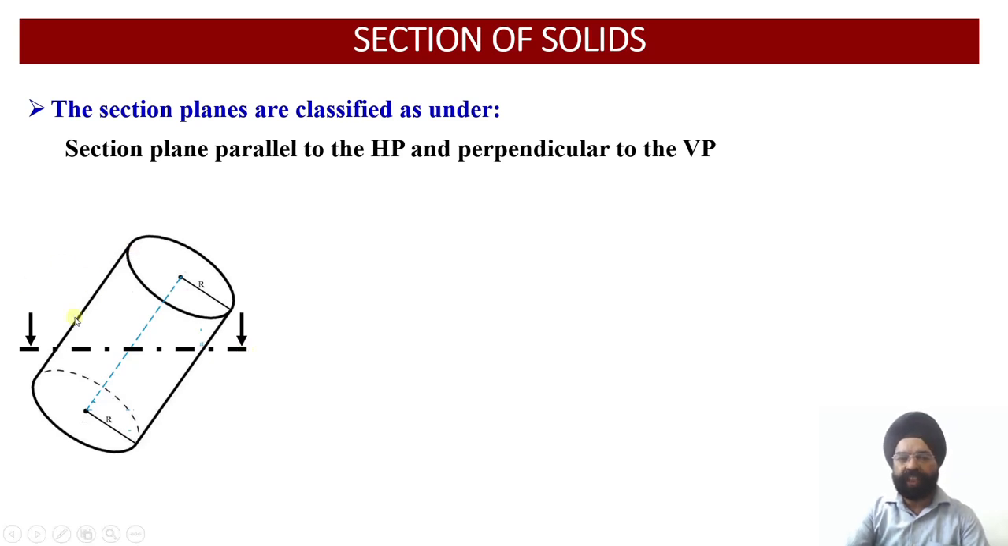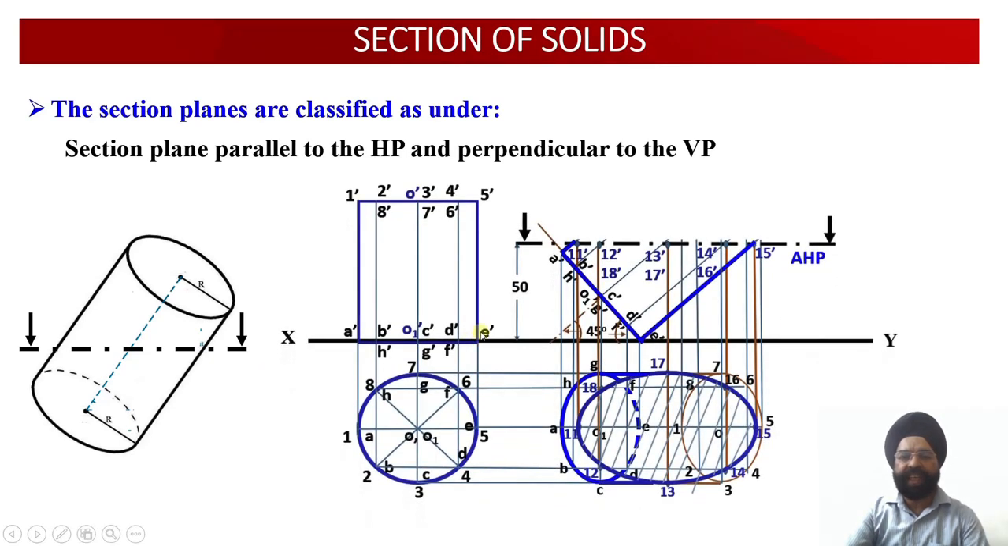But we cannot draw the projections of this cylinder while it is lying in the inclined position. So to begin with, we have to assume that the cylinder is standing upright on the horizontal plane. Just see, when the cylinder is standing upright on the horizontal plane with its base resting on HP, the top view of this particular cylinder will be a circle. So we are going to draw the top view first of all, then the front view of this cylinder will be drawn.